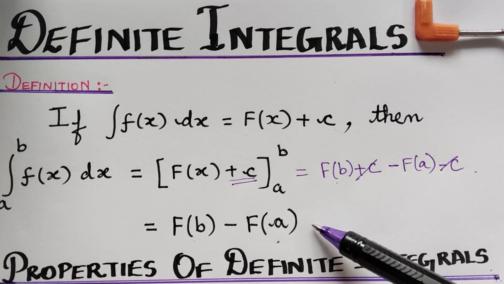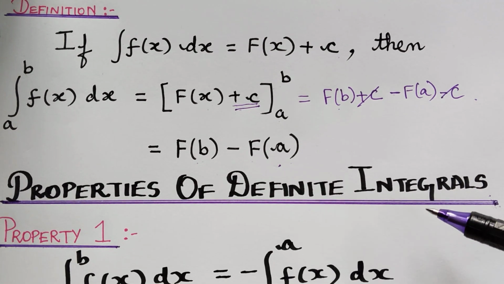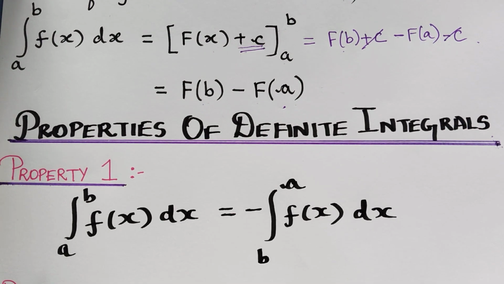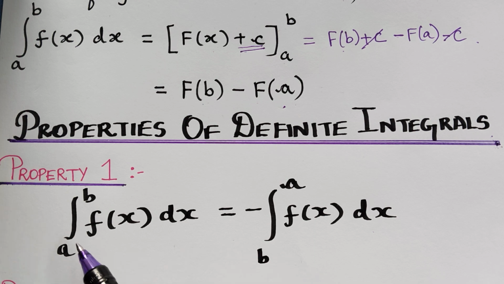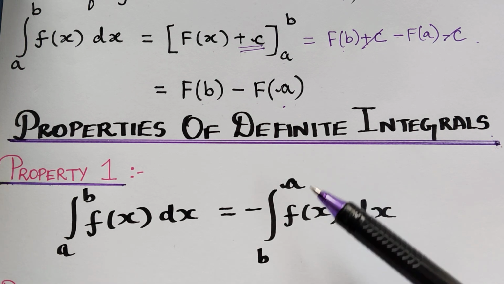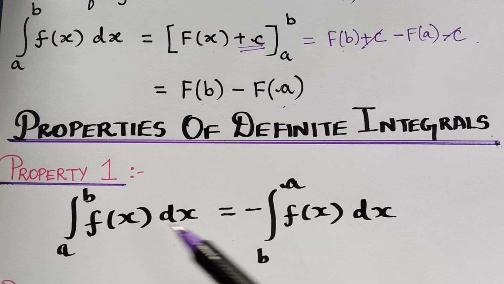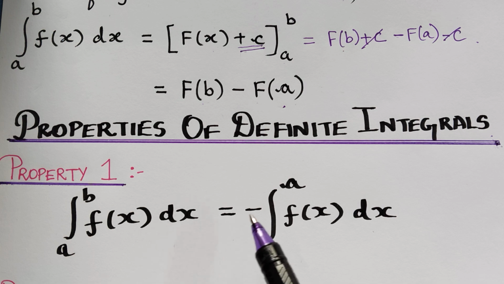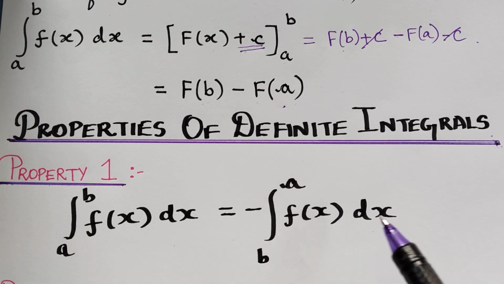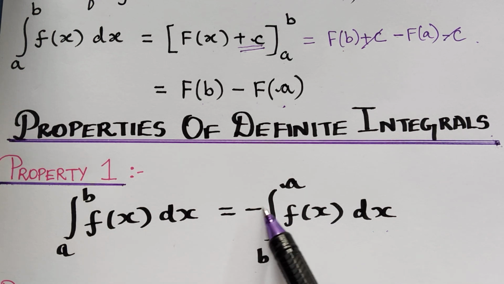So now using this concept, we are going to learn some properties of definite integrals. The first property being integral a to b f of x dx is equal to minus integral b to a f of x dx. That is, when the limits are interchanged, that is the upper limit becomes the lower limit and the lower limit becomes the upper limit, a negative sign is multiplied with the integral. So remember, integral a to b f of x dx will be equal to minus integral b to a f of x dx. So when we flip the limits, the integral will be multiplied with a negative sign.